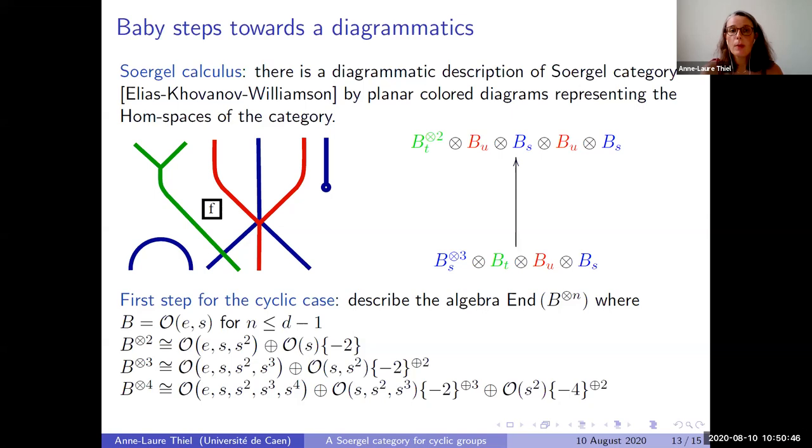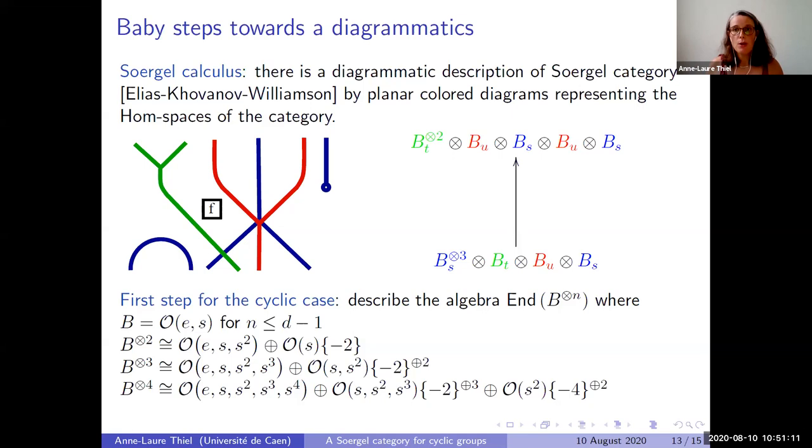Okay, very good. That's about what I will say for the Soergel case. And we would like to generalize this to our cyclic case. So we will have one color because we have one generating bimodule a priori. And so it's really the beginning of the story, of the diagrammatic story for us.